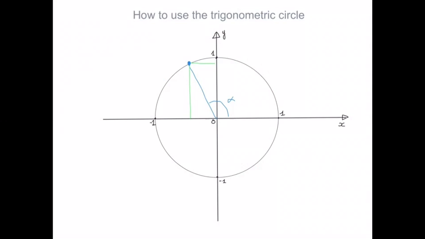To do so, it is important to remember that the point here, that is corresponding to the angle alpha from the x-axis, has an x-coordinate equal to cosine alpha, and the y-coordinate equal to sine alpha. So in my example here, you can see that the cosine of this angle is negative and is roughly minus 0.4, and that the sine of this angle is positive and is roughly 0.9.